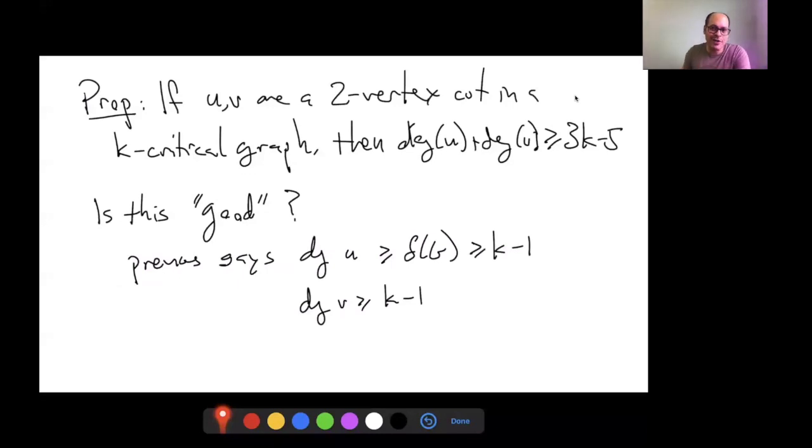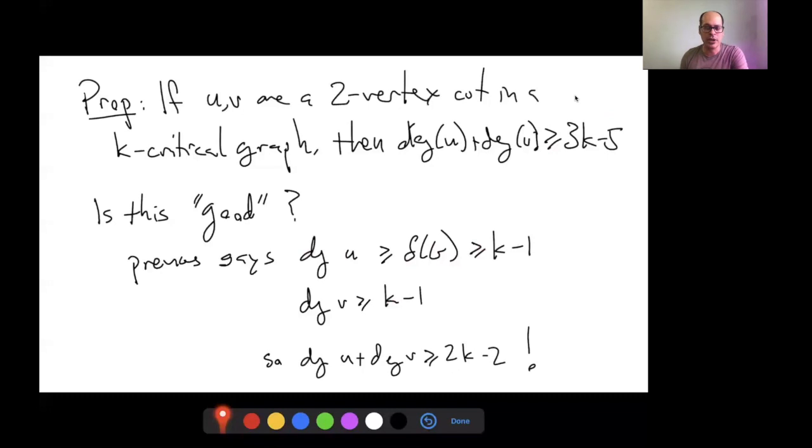First, how good is that? The previous proposition says that the degree of any vertex has to be at least k minus 1. That's what we showed a moment ago for critical graphs: each vertex has degree at least k minus 1. So u and v both have degree at least k minus 1, so the sum of the degrees a priori would be at least 2k minus 2. But what we're saying is something much stronger. Instead of being 2k minus 2, it's 3k minus 5. It's a lot bigger.